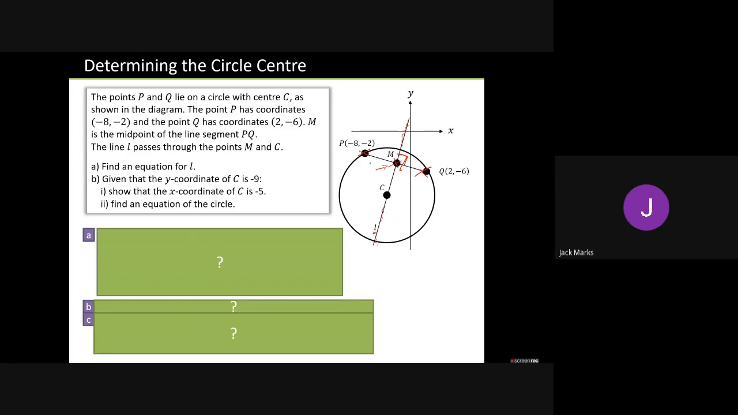And what do you notice about this line L? The center of the circle is on this line, and this will always be true. This is a circle theorem, okay? So, if we work through this question, find an equation for L.